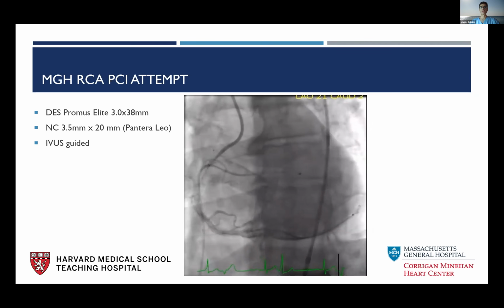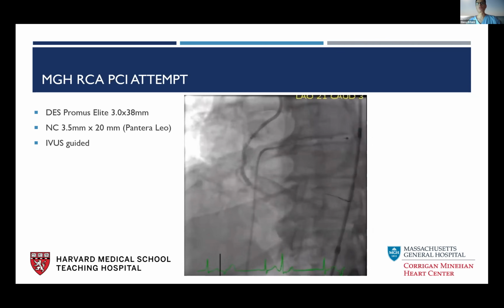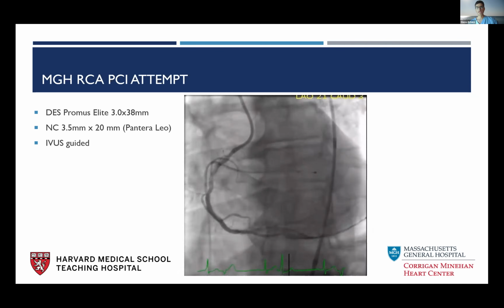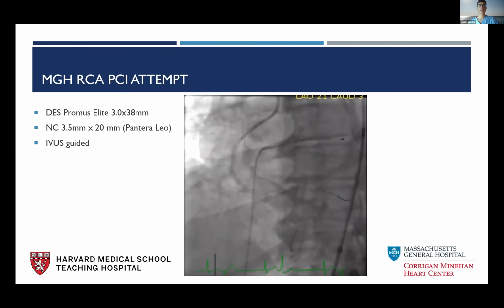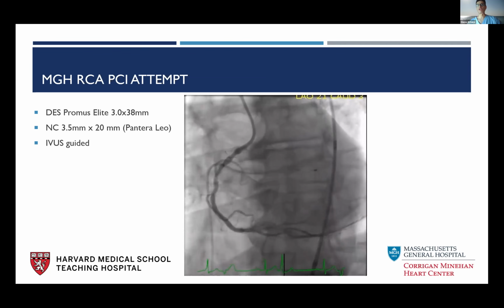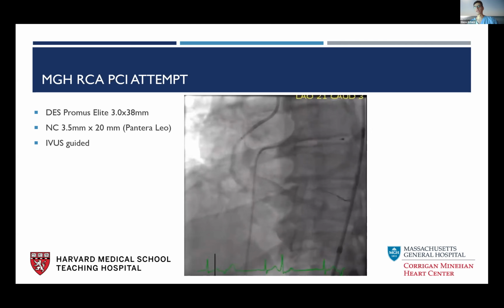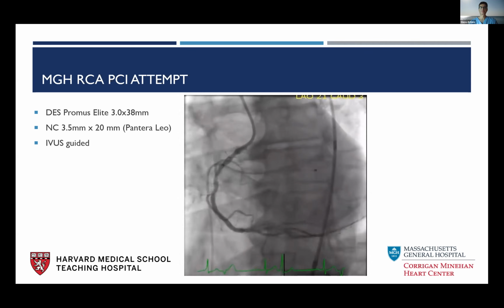Wonderful, perfect. Another great case. Again, the basics: good guide support, large guide catheters, guide extensions, supportive wires like the Grand Slam, good modification of the plaque. All these elements to get a nice final result. So very, very well done.